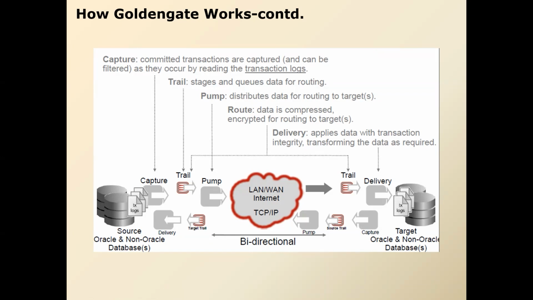It will write its own data to the local trail file. Once the data is written into the local trail file, the pump process reads the data from the local trail on site B and writes it to the remote trail on site A. Once the data is available in the remote trail on site A, the replicate process configured on site A will apply the data to the site A database. So each process in Goldengate has a source to read from and a target to write to.